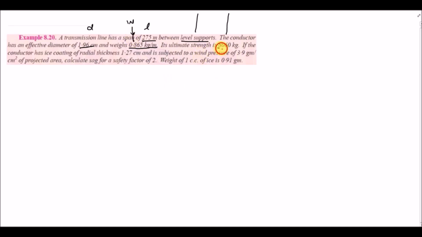The ultimate strength is given. If the conductor has ice coating of radius 1.27 centimeter, I will assume it is equal to T, and is subjected to a wind pressure of 3.9 gram per centimeter square. So this is your wind pressure. Calculate the sag for a safety factor of 2. Weight of 1 cubic centimeter of ice is 0.91 gram. So now what we have to do, we have to find sag.